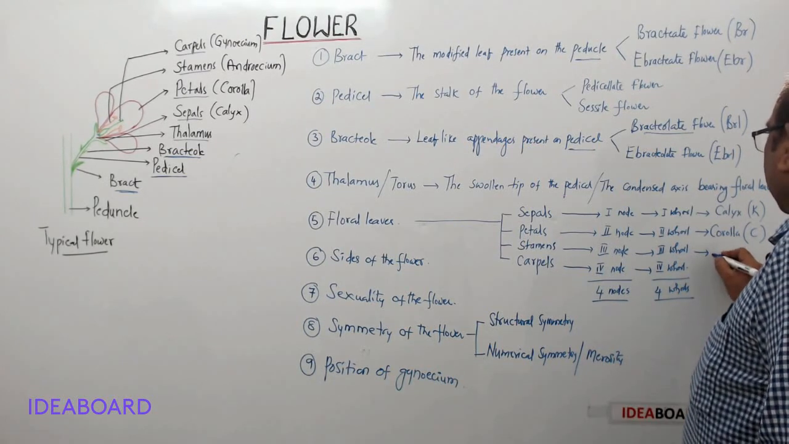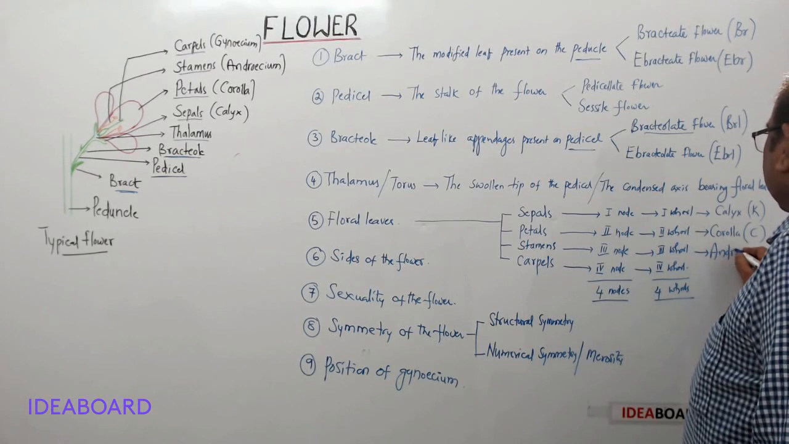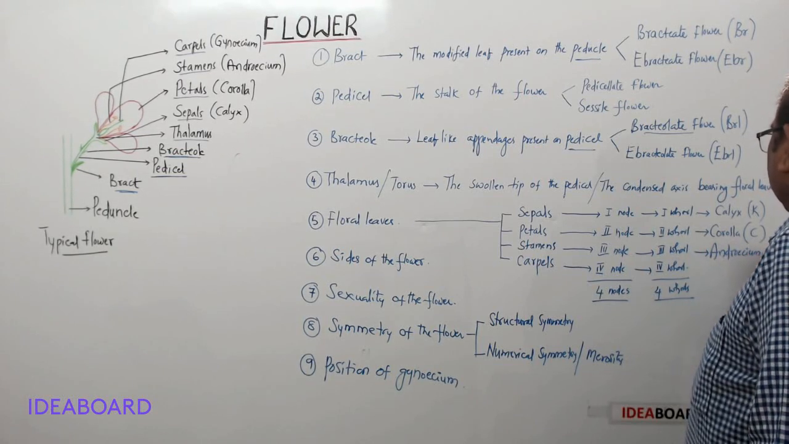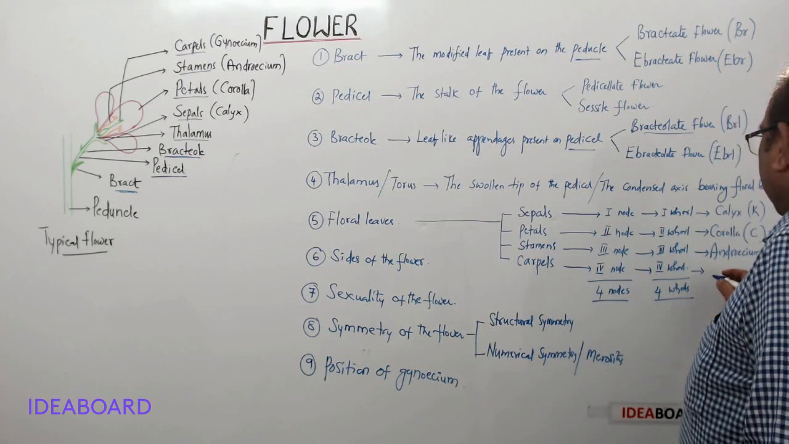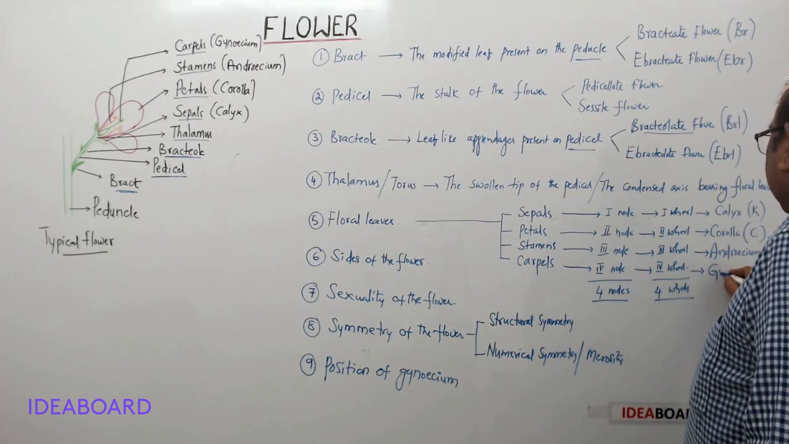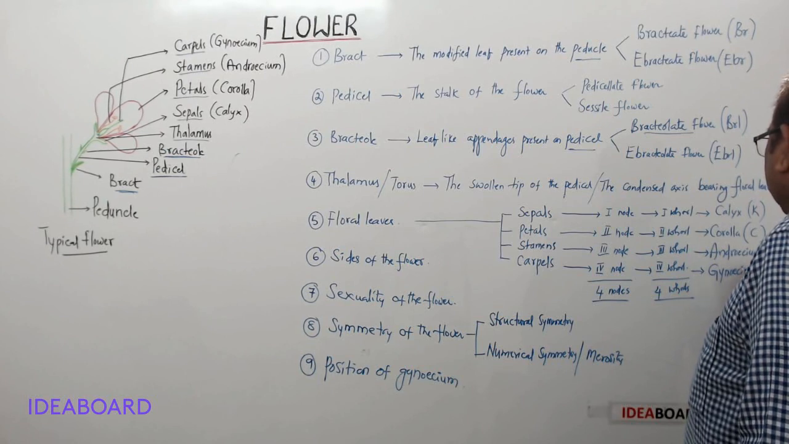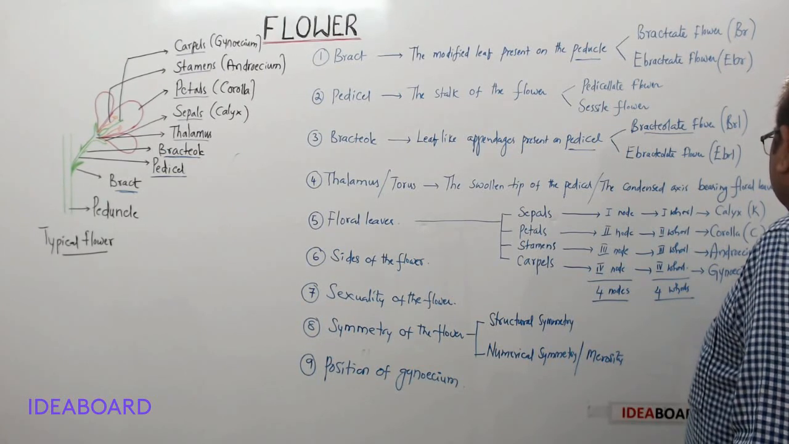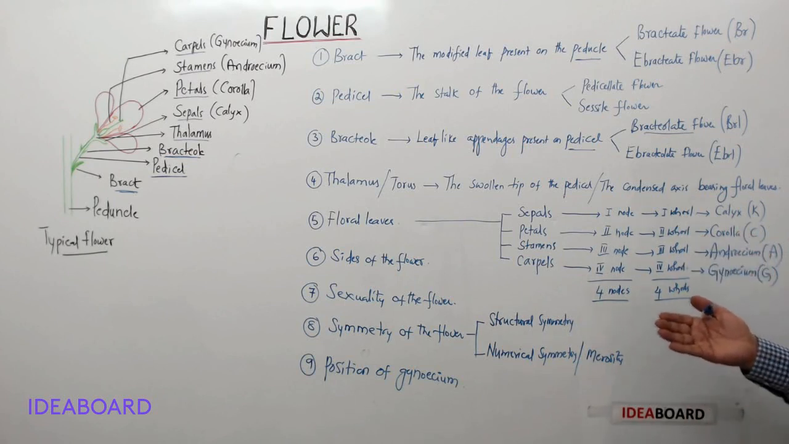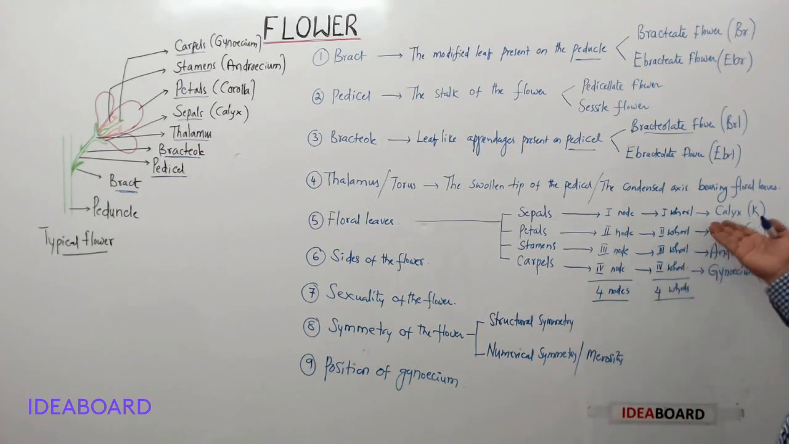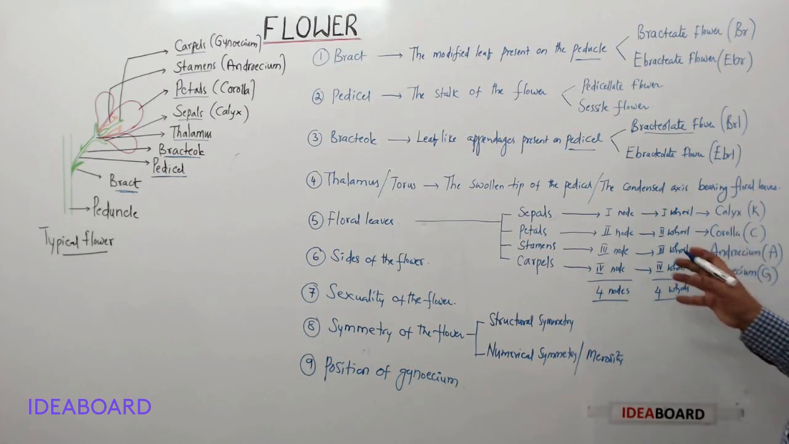And the third whorl is called androecium, and the symbol is A. And the fourth whorl is called gynoecium, and the symbol used is G. And remember, if they ask the outermost whorl in the flower, it is calyx, and the innermost whorl of the flower is gynoecium. Okay, that is for a typical flower.